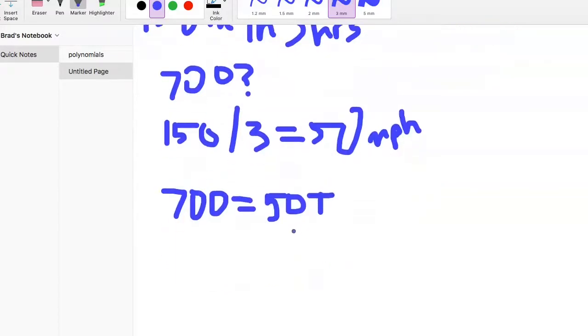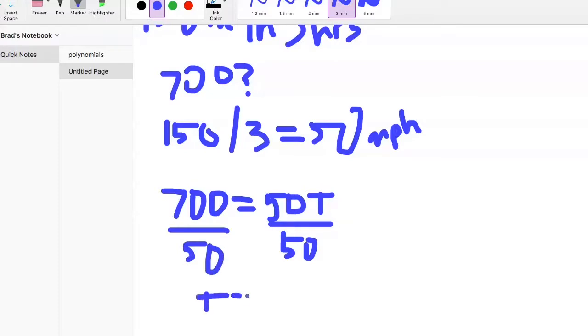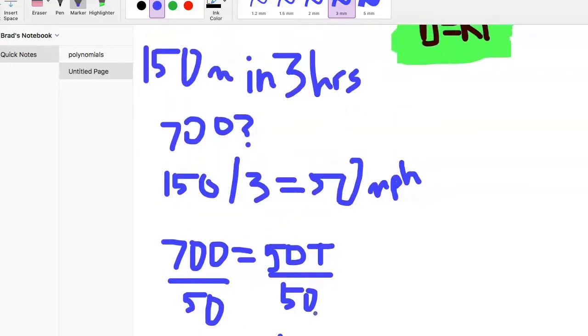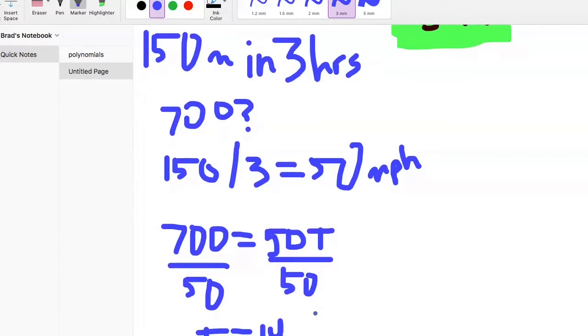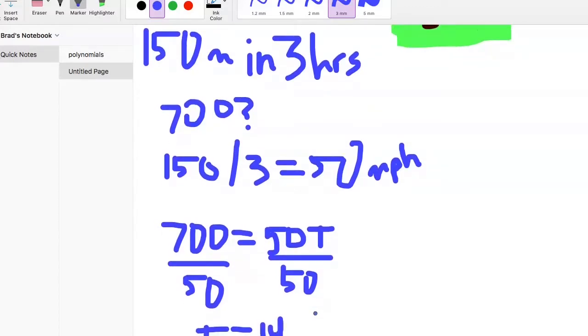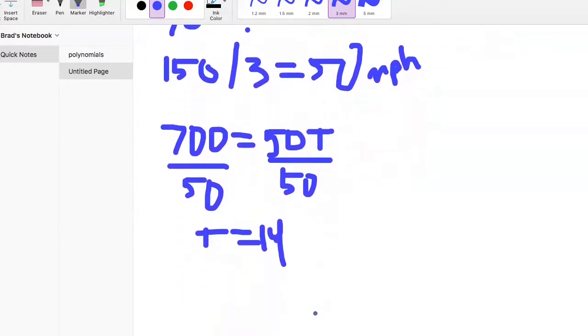Okay, and from here it's the same thing we just did in the problem before. Divide each side by 50 to get t by itself. Divide by 50, and 700 divided by 50 is 14, right? So in this case, we're done. We don't have to go and figure out anything like we did with that fraction. T equals 14 hours.